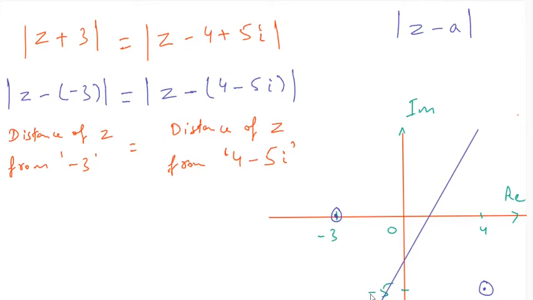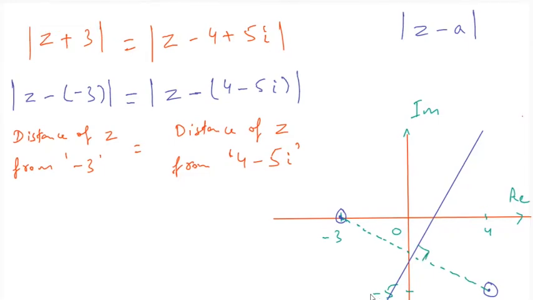This is where Z can be. ये कहाँ पर आ रहा है? It's on the perpendicular bisector of these two points that we have. इन दोनों के perpendicular bisector के ऊपर Z can be anywhere. Yeah, so in this case, let's say we were asked to sketch this. This is how it's going to look like.